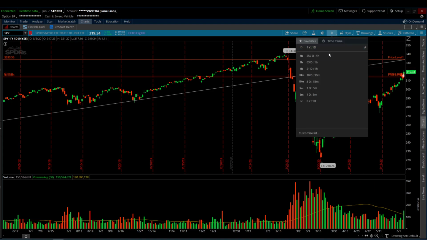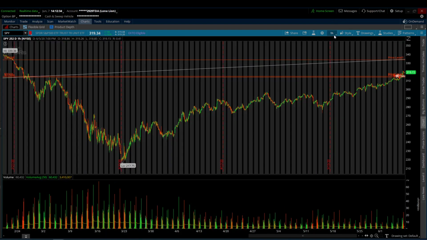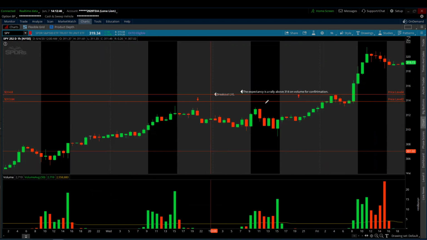So what I'm gonna do is I'll just drill down to, let's say, this chart here. Sorry, give me 1 second. All right, and I'm just gonna bring this over here. Let's go here. And this was the plan that I had set out. I have this arrow here. This is the area that I was looking to break. I said 314, but it's 313.84. I just rounded it off, right?